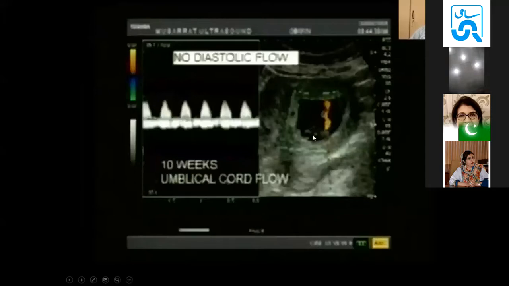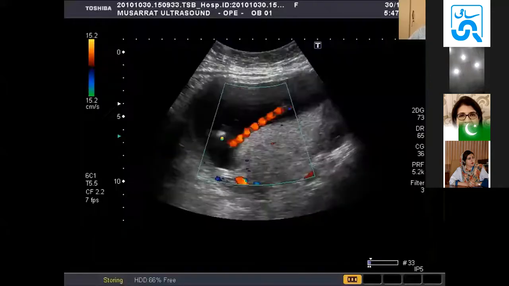Remember, if you're doing an early pregnancy, around 10 weeks, there will be no diastolic, absolutely normal. And there will be a pulsatile flow in the vein. There will be the dipping in right here, which is normal for that gestational age. It's not normal for second and third trimester.